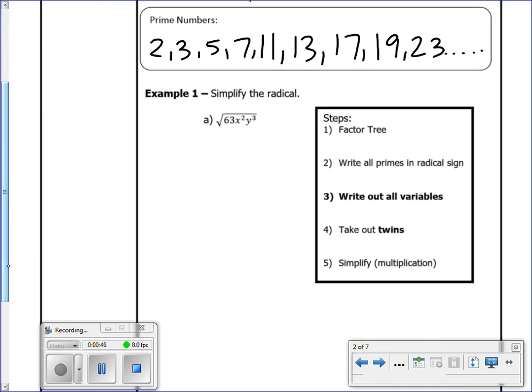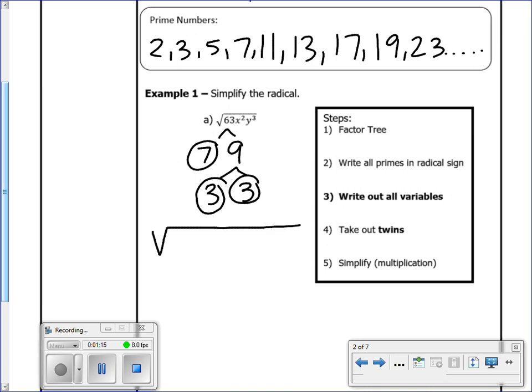So when we simplify the radical with variables, we still break down the number just the same as we did with simplifying just regular radicals by breaking them down into its prime numbers. So you want to break down 63 into its primes. So 63 breaks down to 7, circle it, and 9. 9 is not prime. 9 breaks down to 3 and 3, and circle it. So now we take our prime numbers and we put them inside our square root. 3 times 3 times 7.